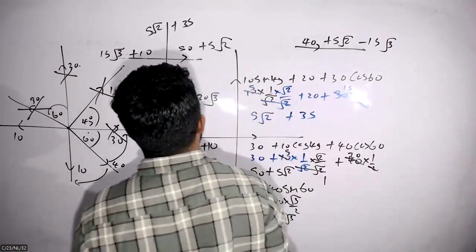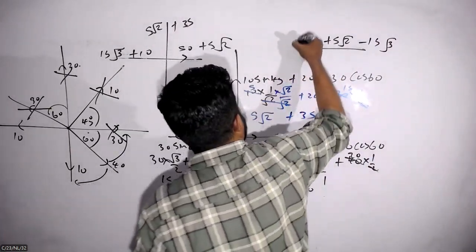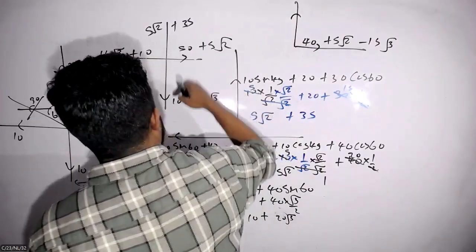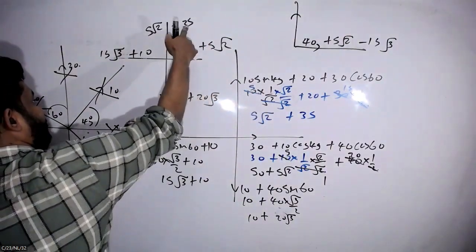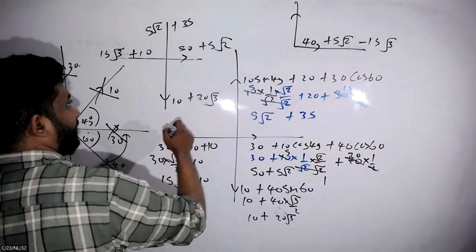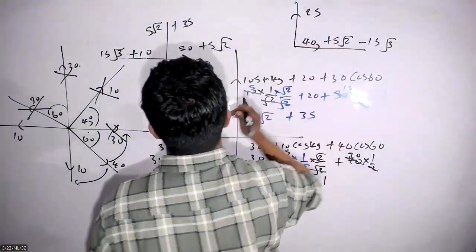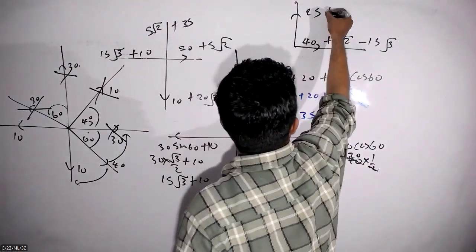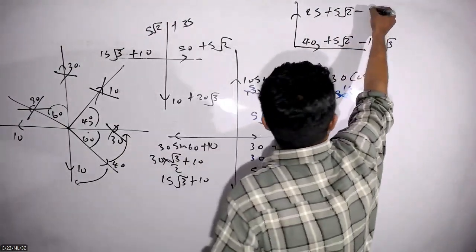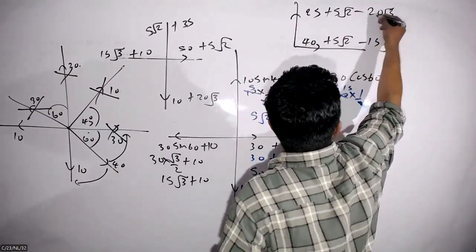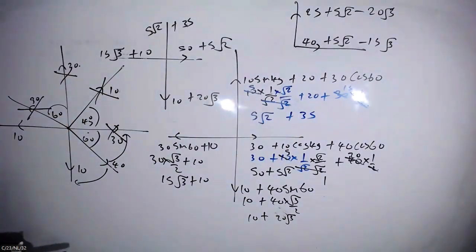These are the horizontal component. Then you need to consider the vertical components. 35, these are acting opposite direction. Therefore, 35 minus 10, 25. Then 5 root 2 minus 20 root 3. X component should be 20 plus 5 root 2 minus 15 root 3.